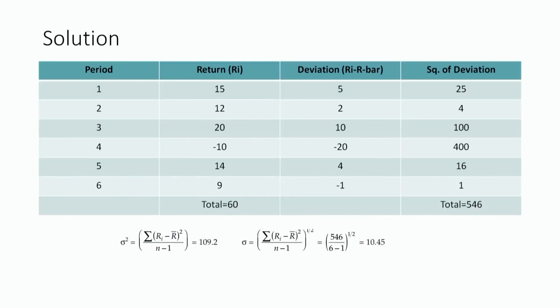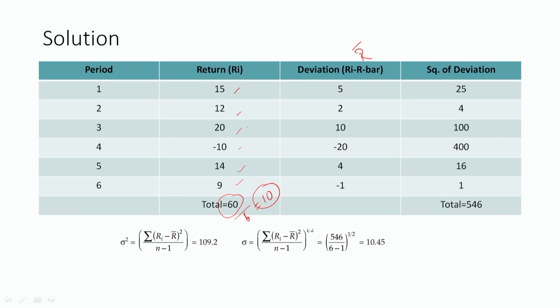So returns are provided over here, the simple returns are provided. The first year we are getting 15%, second year 12%, 20%, minus 10%, 14% and 9%. So take out the summation of these returns, it is coming around 60. Divided by 6, as 6 years are there, we get R bar, that is the average return, which is around 10.